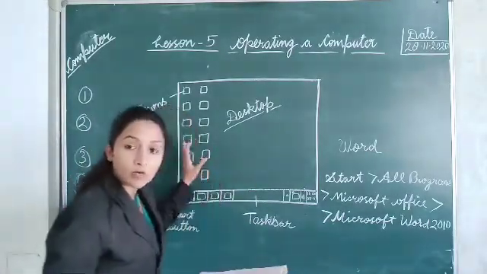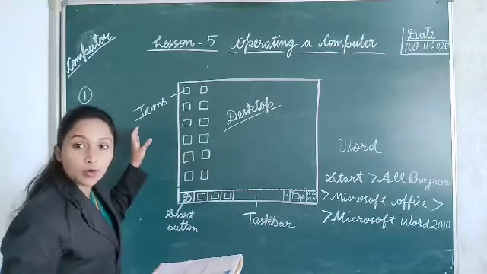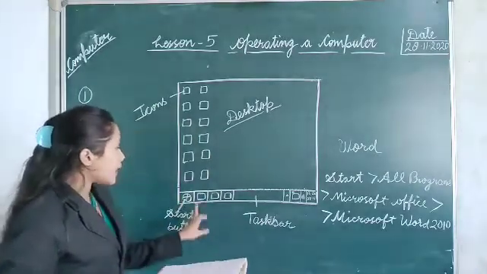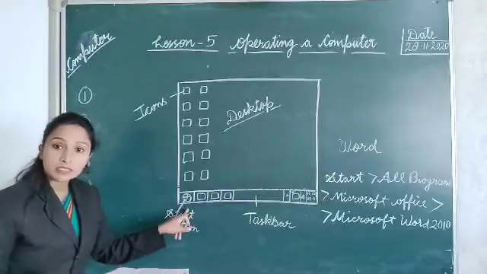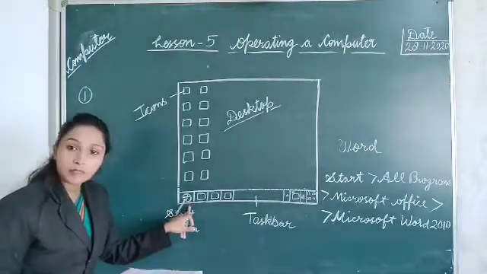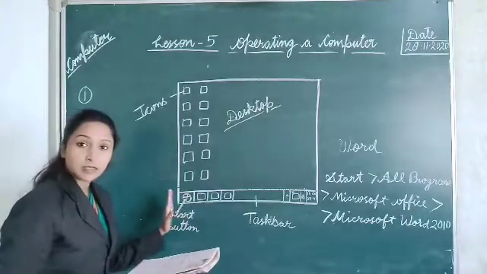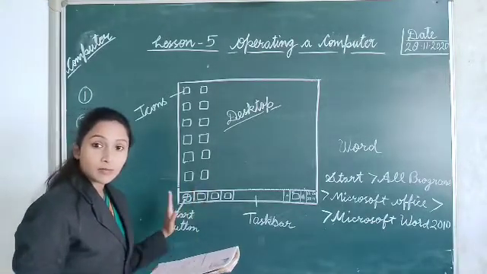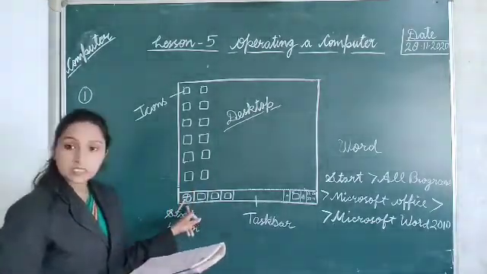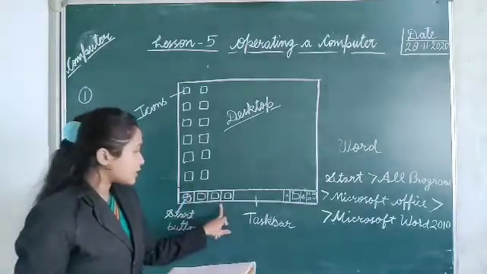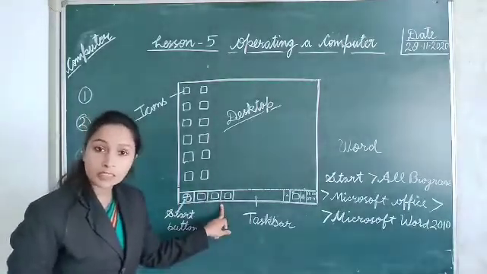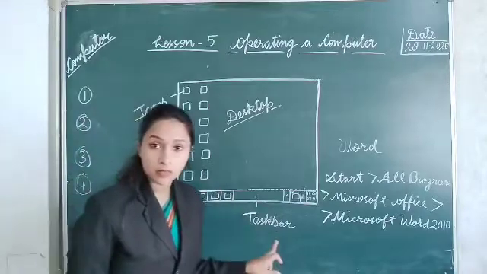This desktop holds many small pictures, known as icons. At the bottom, on the extreme left side, there is the start button, and there is a thin bar known as the taskbar.